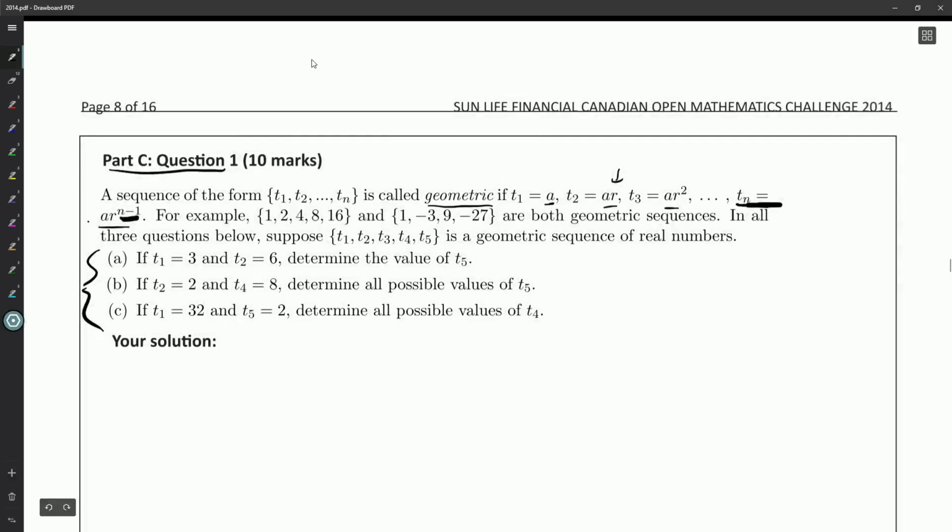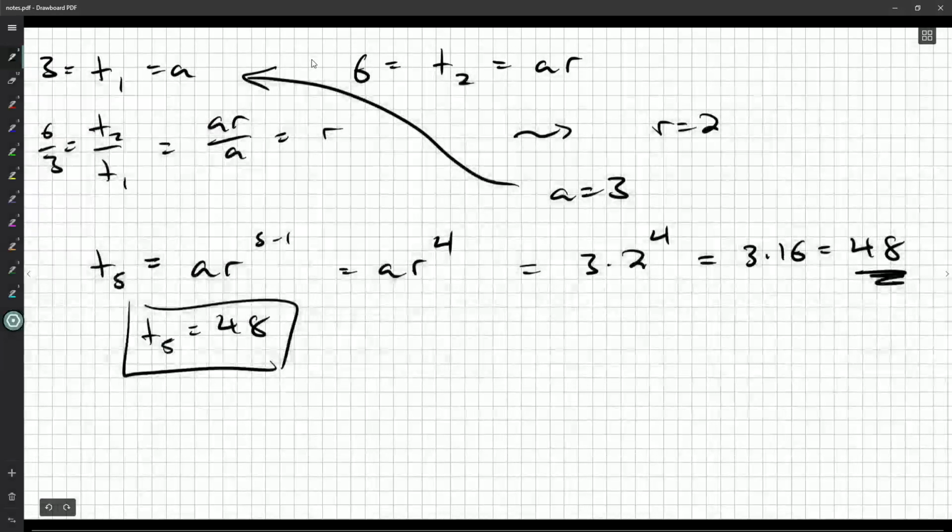So we move right along to B part. If T2 is equal to 2 and T4 is equal to 8, determine all possible values of T5. Okay. So similar sort of thing now. We know that T2 was 2, that's going to be AR, and 8 is T4, and that's going to be AR cubed. So it'd be really nice if I could figure out A and R. Now we've got two equations, two unknowns. In theory, we should be able to do this.